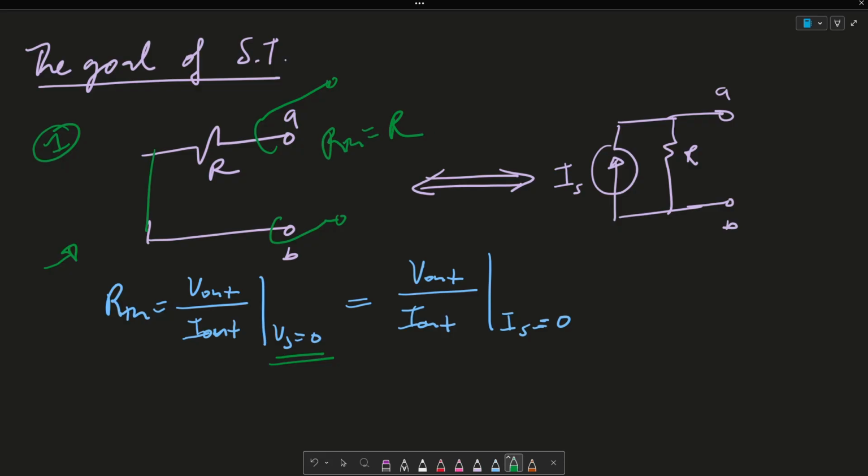For Is to equal 0, this means it's an open circuit, because current cannot flow through an infinite resistance or open air. I'm going to take my probe again and ask, what is my resistance between A and B? That's R Thevenin, which is simply equal to R. So as you can see, the R Thevenin of both my circuits is simply R.